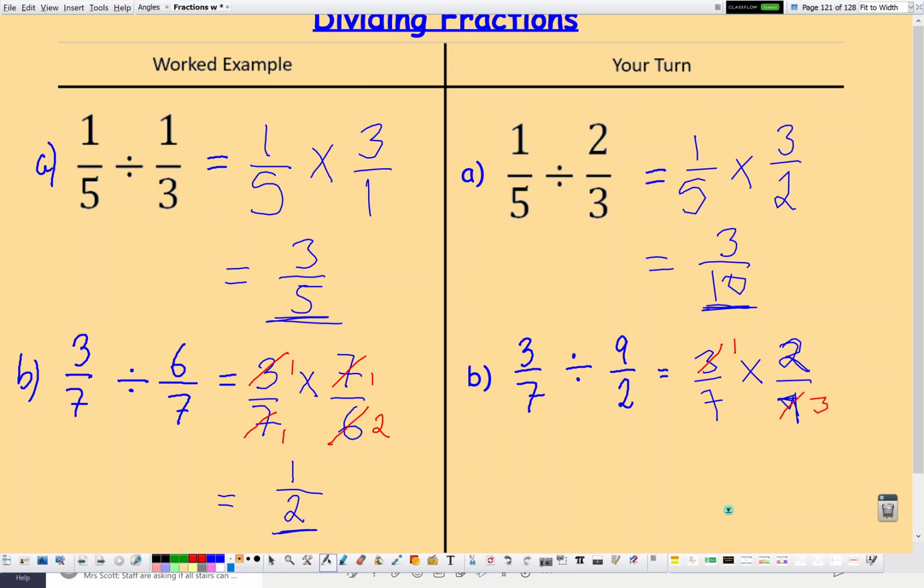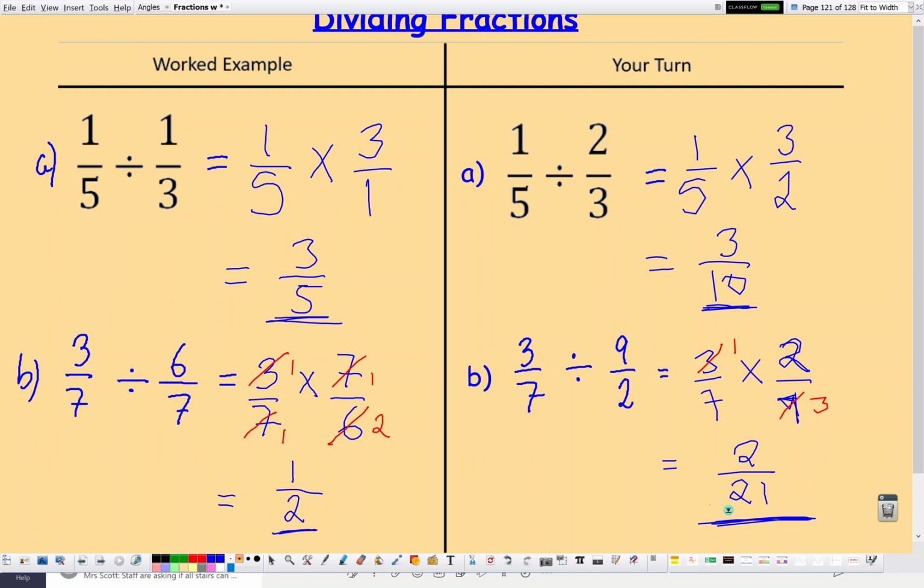Now we get 1 times 2 on the top, which is 2, over 7 times 3 in the bottom, which is 21. So 2 over 21, that is now my final answer. Just check, can I simplify it? Can I divide 21 by 2? No, I cannot. So 2 over 21 was the correct answer there.